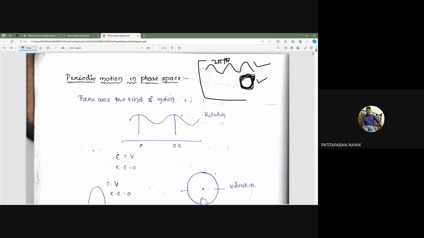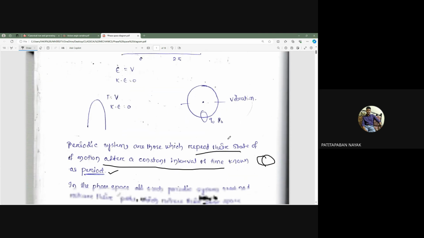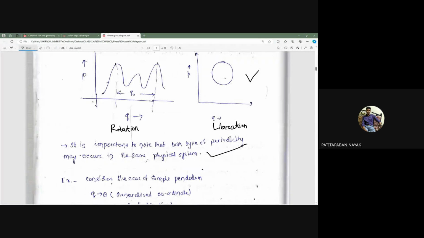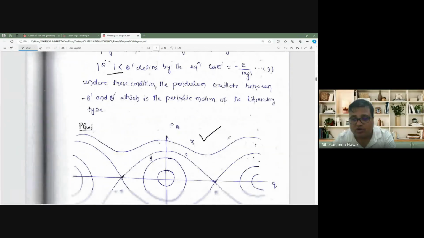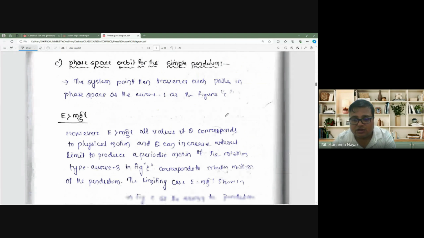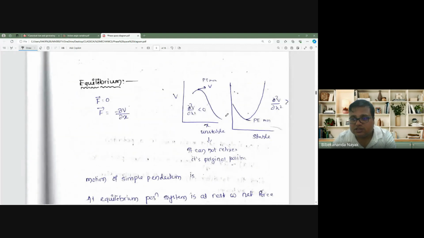Actually, this comes under phase flow, meaning the phase diagram. Right, so I want to discuss some problems. If you plot the phase diagram of a simple pendulum, it looks like this. This can actually be calculated from the equilibrium case.